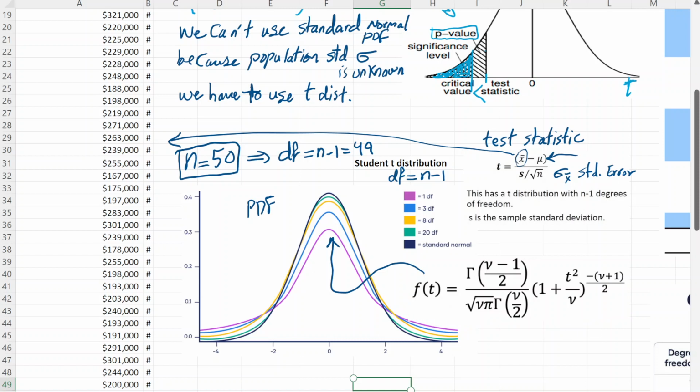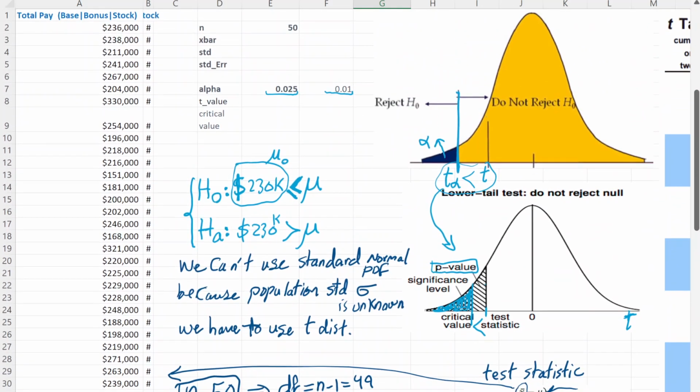So this parameter is the degree of freedom. But we don't care about this formula. It's just for your info, FYI. Let me go back to computing what we need for a hypothesis test.